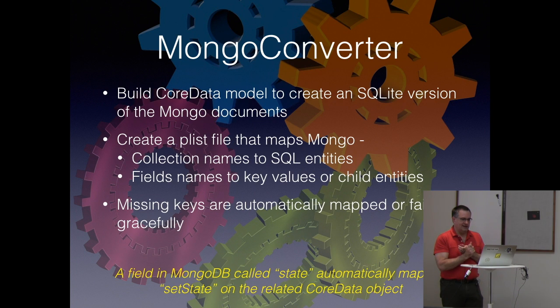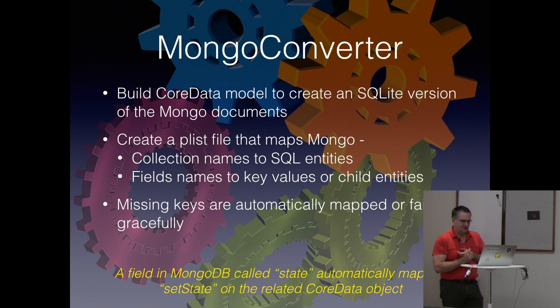So you build a core data model, I already said that, to create an SQLite version of the Mongo documents. You create a plist that does the mapping, and like I said, it's relatively sparse, this plist. And the missing keys are automatically mapped, or they fail gracefully. That's also really nice, because if you've got fields that you just don't care about, and they're not in your model, they get published, but you don't really need to keep them, they're just dropped. So that's very, very nice. And you get a sparse object.